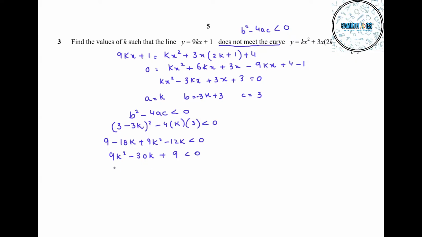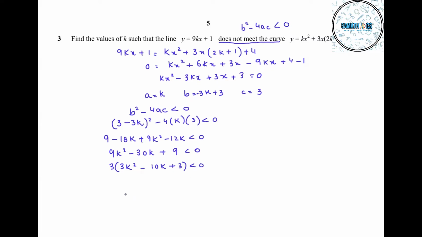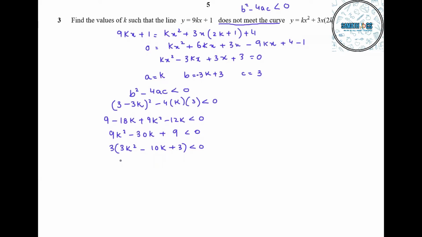So now we can take 3 as common. 3k square minus 10k plus 3 is less than 0. So we have here 3k square minus 10k plus 3 is less than 0. When 3 is taken on that side, it will be 0 divided by 3 and it will be 0.